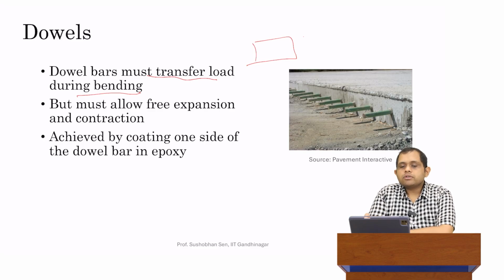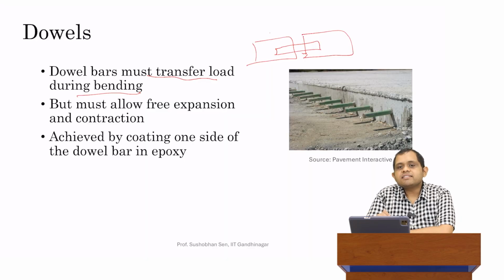So what we want is, during the process of expansion and contraction, when the two slabs are sharing a dowel, we don't want any resistance to expansion or contraction. If we have any resistance, then we are going to develop stresses, and stresses can eventually lead to cracks depending on their magnitude.